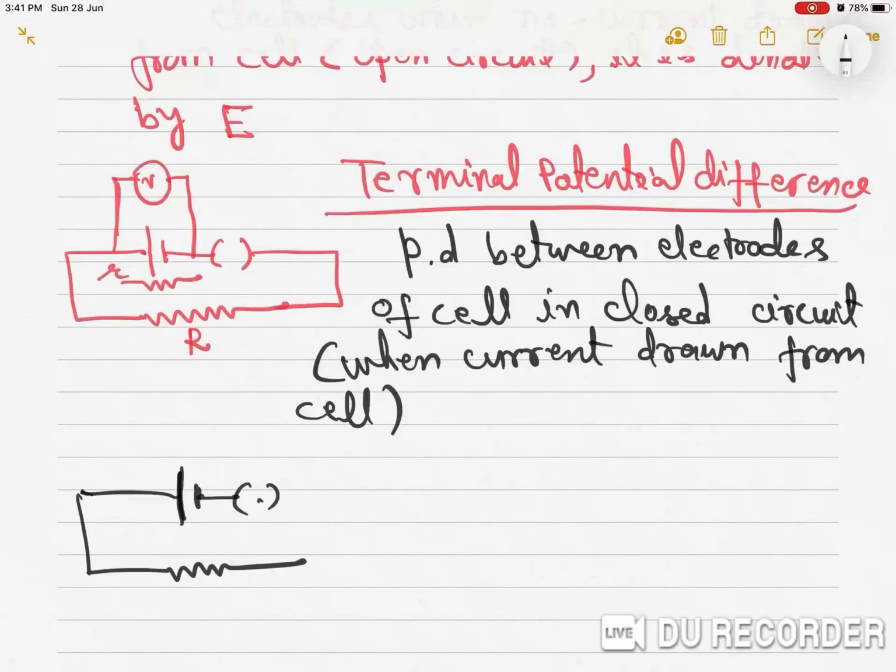Now, the key is on. At that time, the voltmeter will give the reading. That will be the potential difference.